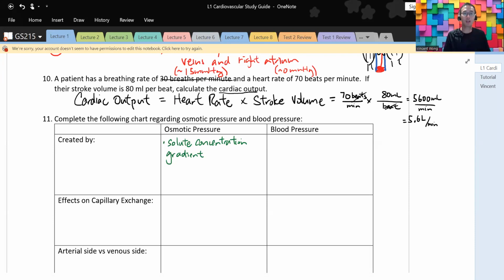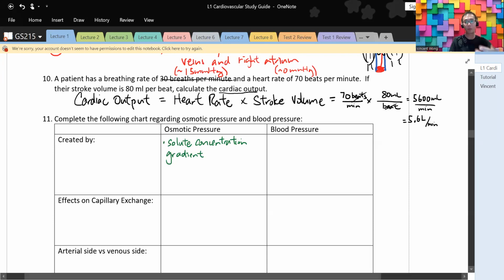Right. So if you have 2 points and they have different solute concentration, then there is a gradient, and that creates osmotic pressure. And what that means is the fluid, okay, fluid is the water component, the liquid component of blood, right? So fluid will move towards higher solute concentration. Okay.